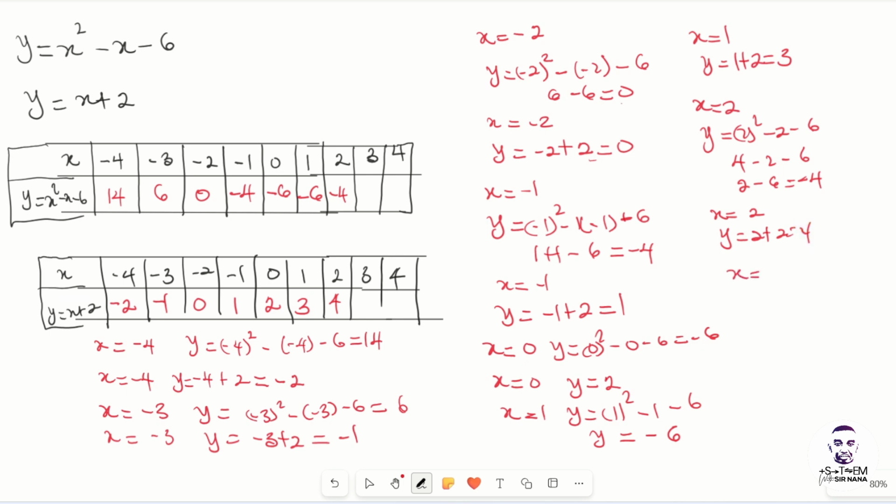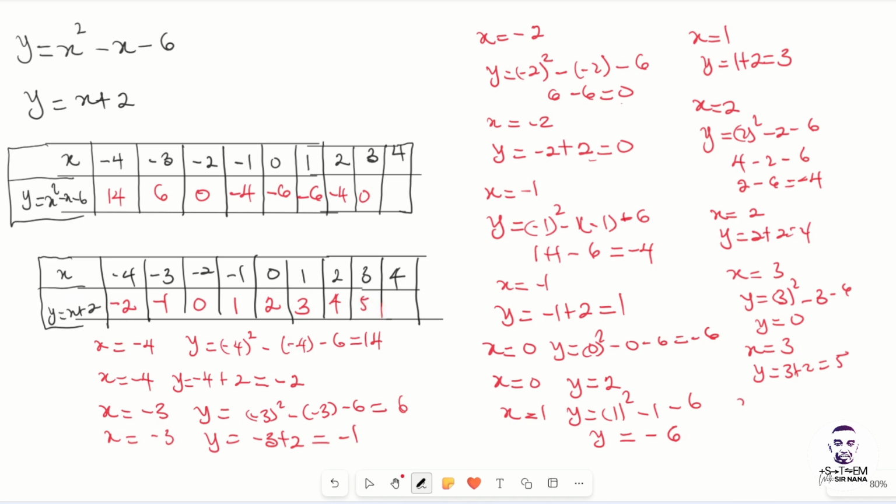So if x is equal to 3, our y will be equal to 3 squared, minus 3 minus 6. So 3 squared gives us 9. 9 minus 3 is going to give us 6. And then 6 minus 6 will go to 0 as well. So it means that we're going to have y equal to 0. And then in the case of x being equal to 3 for the linear, we are going to have y equal to 3 plus 2. And that is 5. So there's 5.